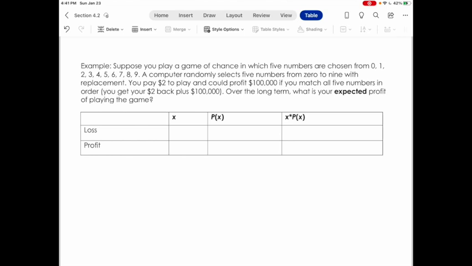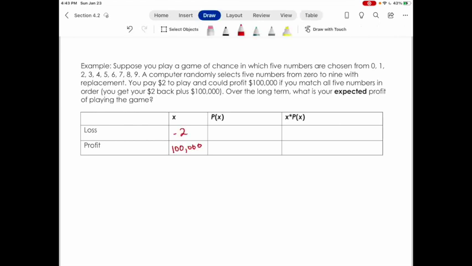We're not given the probabilities for this one, but we have enough information to figure it out. If we lose, we're only going to lose the $2 that we played into the game, but if we win, we could get a profit of $100,000. We're going to use the multiplication rule here. We have to pick a 5-digit number.